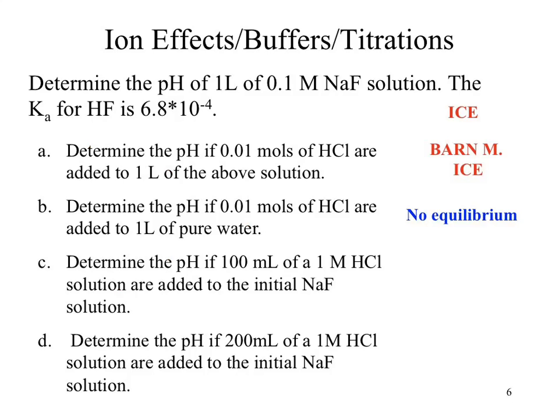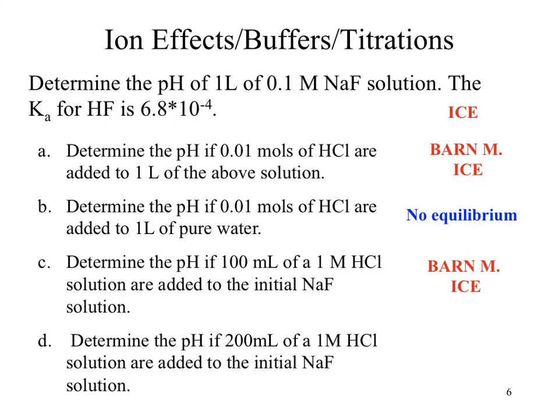When we go through and do each of these, first off, for B, do we see an equilibrium? Why is there no equilibrium? What's happening in B? We add acid to pure water, which means no equilibrium. The only reason we deal with equilibrium is if we're weak. If we're not weak, no equilibrium. What happens in C? In C, we're adding acid to our sodium fluoride solution.